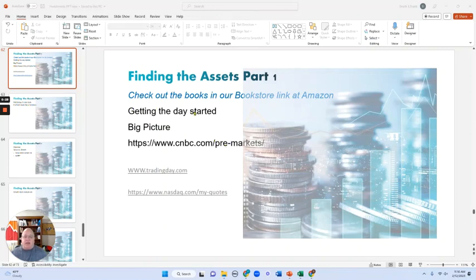So, to get the day started, I look at it from a really big picture when it's all said and done. And these are the sites that I typically go to. I go to CNBC, they at least have some good information. Then I go to Trading Day, which is pretty fascinating, NASDAQ and NASDAQ.com. So let's see what that looks like.